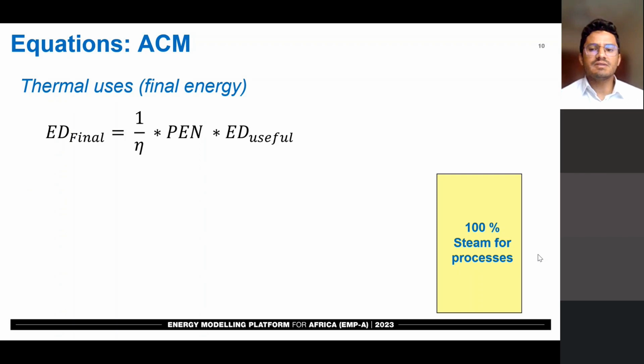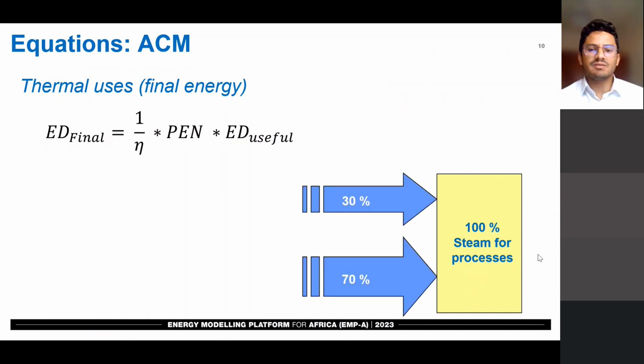Let's assume that in a certain year, we need a process heat for our industry, and we need to satisfy 100% of our need. And then this useful energy can be satisfied, let's say, by 30% of one energy fuel and 70% by another energy fuel. These shares are market penetrations, right?